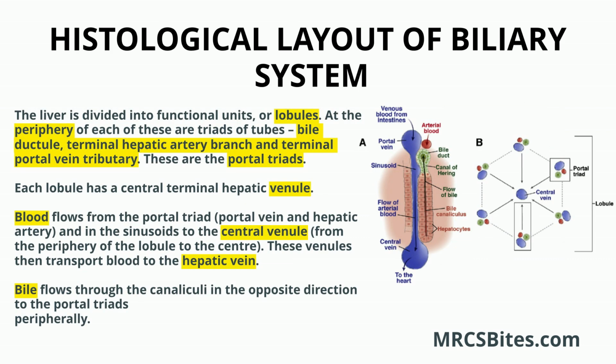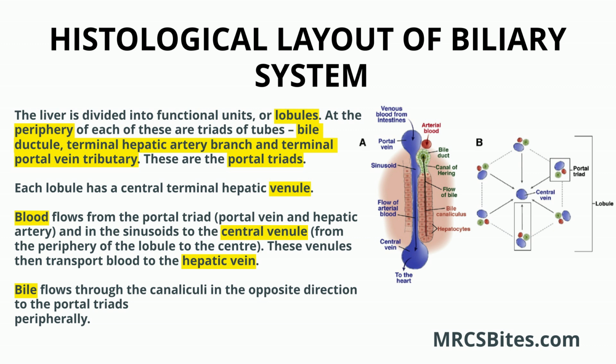Histological layout of biliary system. The liver is divided into functional units, or lobules. At the periphery of each of these are triads of tubes: bile ductule, terminal hepatic artery branch, and terminal portal vein tributary. These are the portal triads. Each lobule has a central terminal hepatic venule.